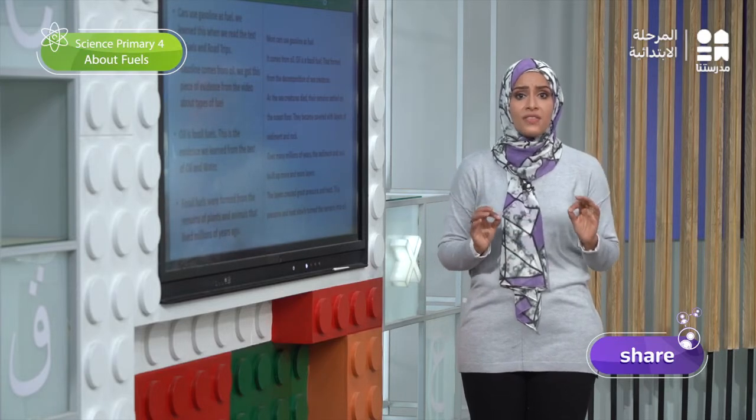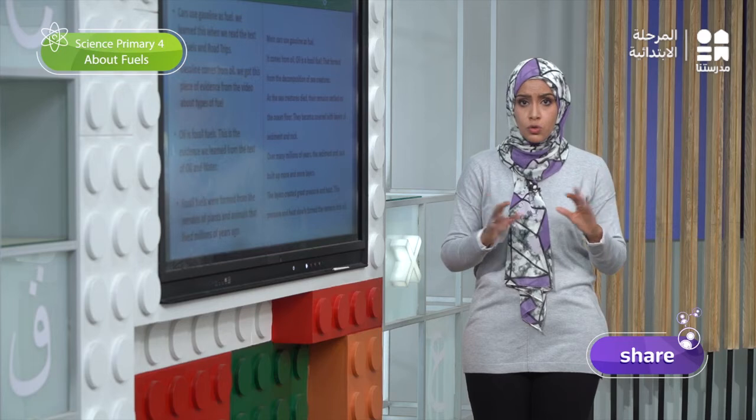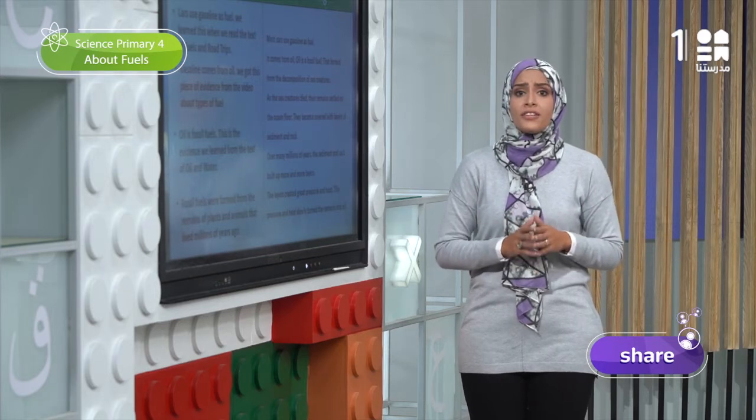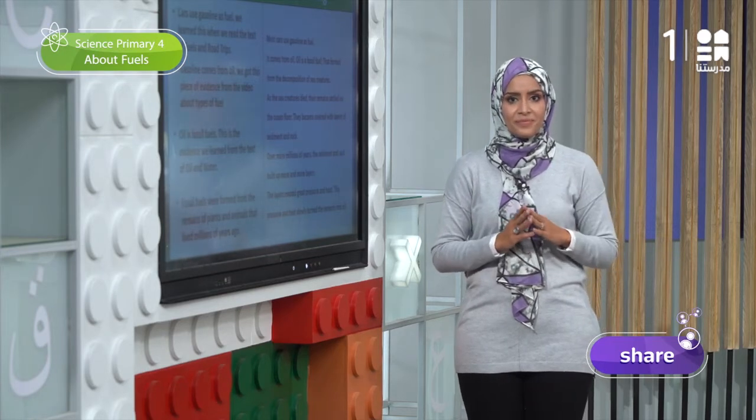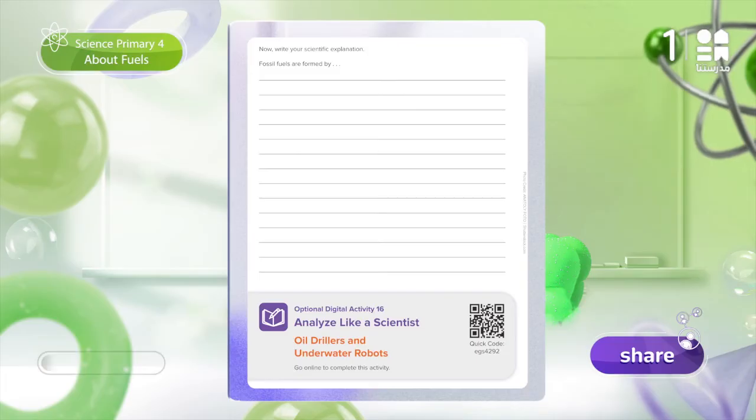You can also say that it's a non-renewable source and record its different uses for getting energy. Take your time now and record your scientific explanation on page 54.